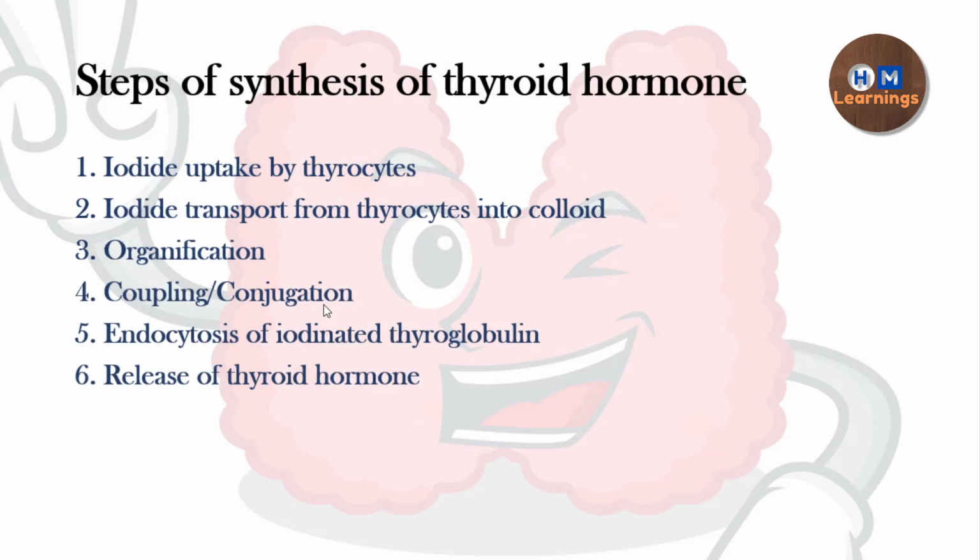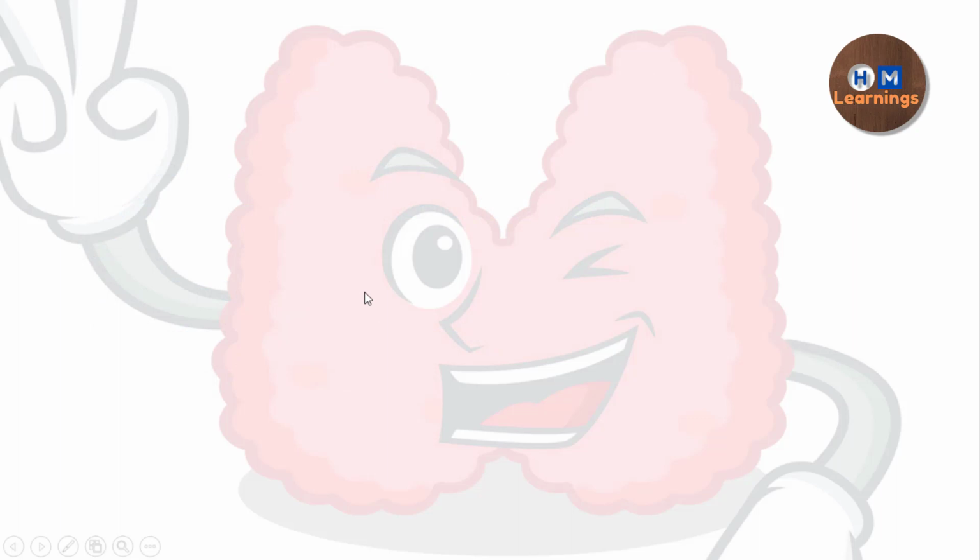Now the steps. In order to make the concept easy, we have divided the steps of synthesis of thyroid hormone. First of all, there will be uptake of iodide by the thyrocytes. Then transport of the iodide occurs, organification, coupling, conjugation, endocytosis of the iodinated thyroglobulin, as well as release of the thyroid hormone. We are going to see them one by one. For that I am going to draw and make you understand how this whole process happens.